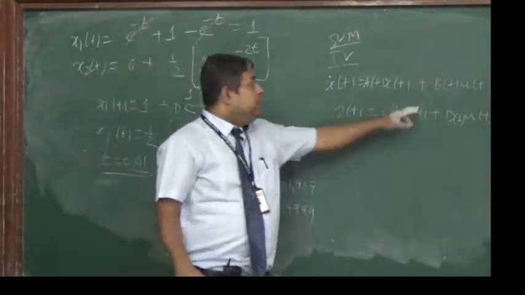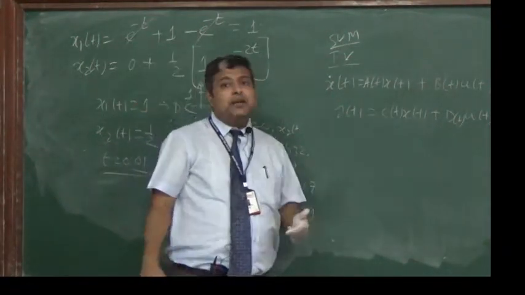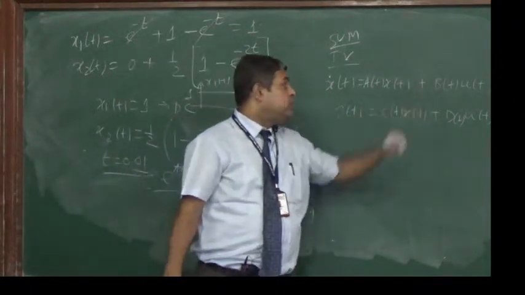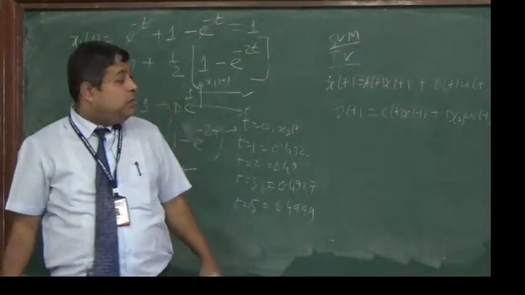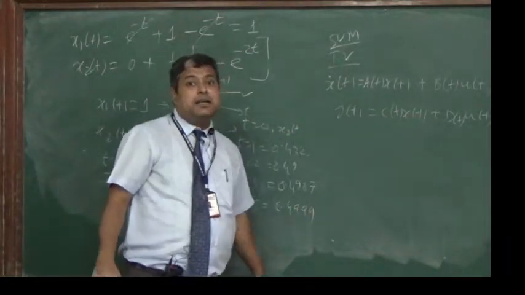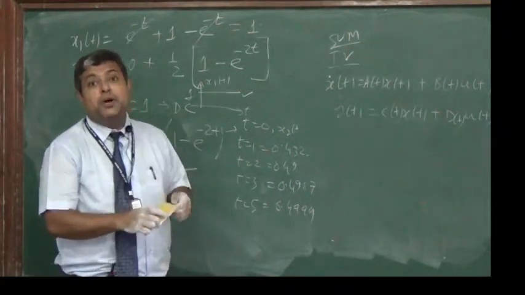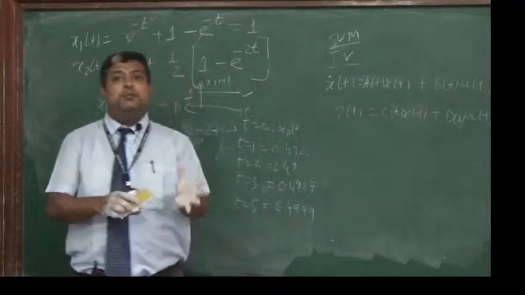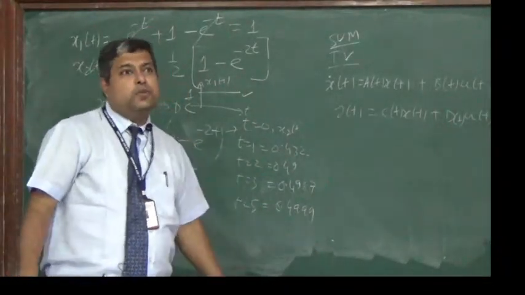The B matrix dimension is n cross input. So if there are two state variables and one input, this will be 2 cross 1. Y is given by C(t) x(t). What is the C matrix dimension? It is output cross state variable. So if there are two state variables and one output, this will be 1 cross 2. And finally, the D matrix is output cross input. So if there is one input and one output, it will be 1 cross 1.